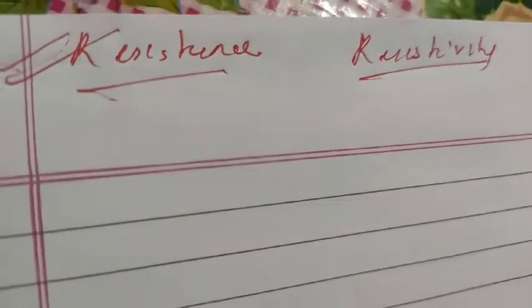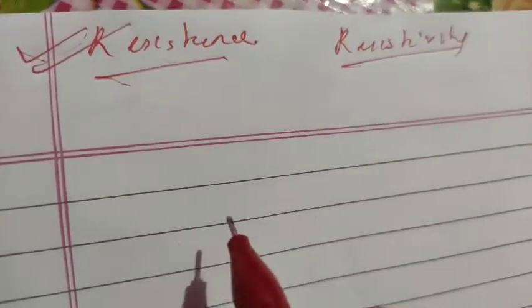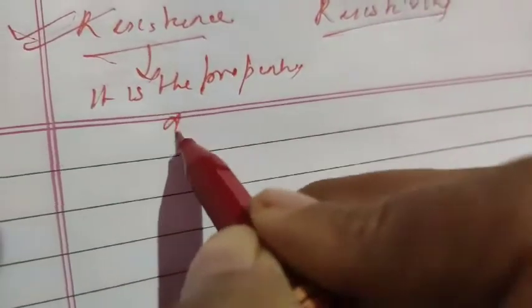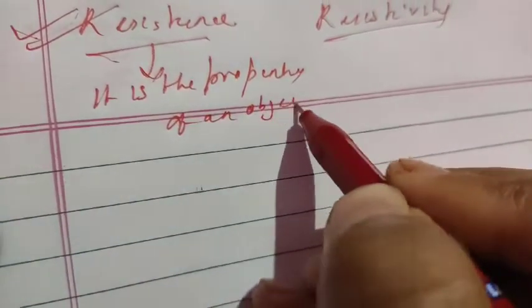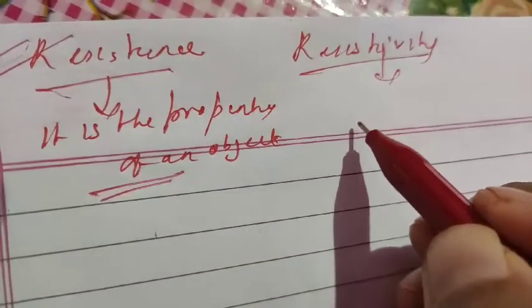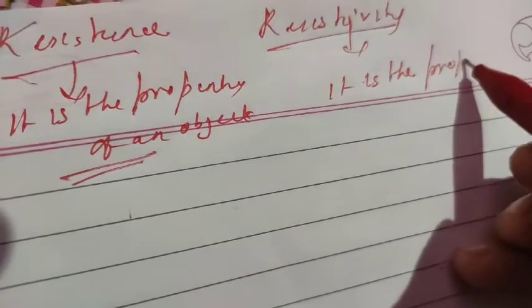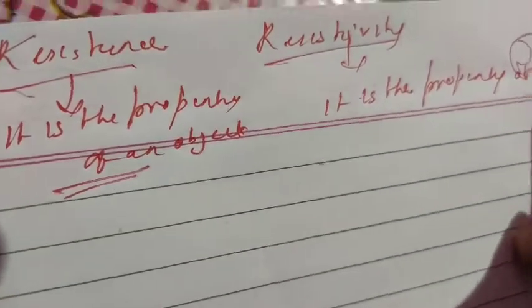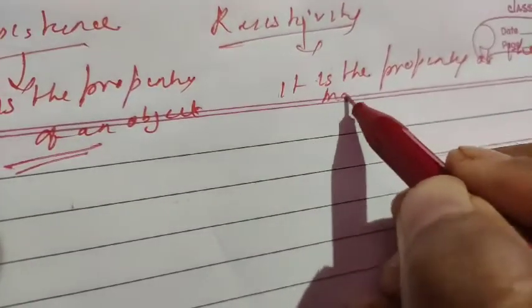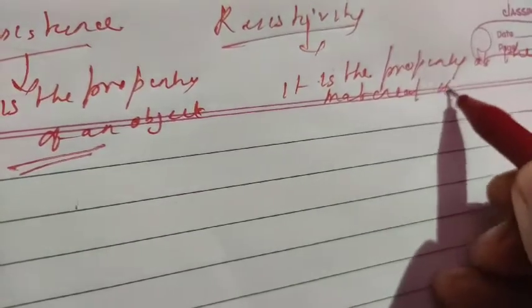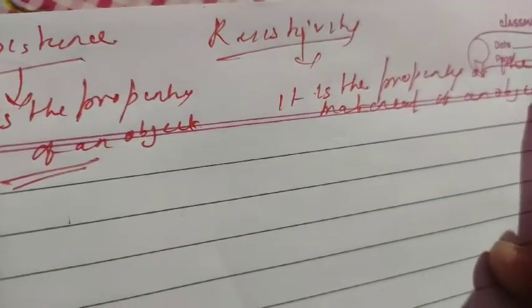Okay, so what is resistance? It is an inherent property of a given object, meaning it is the property of an object which always remains. But what is resistivity, students? It is the property of the material of an object. See what is the difference?